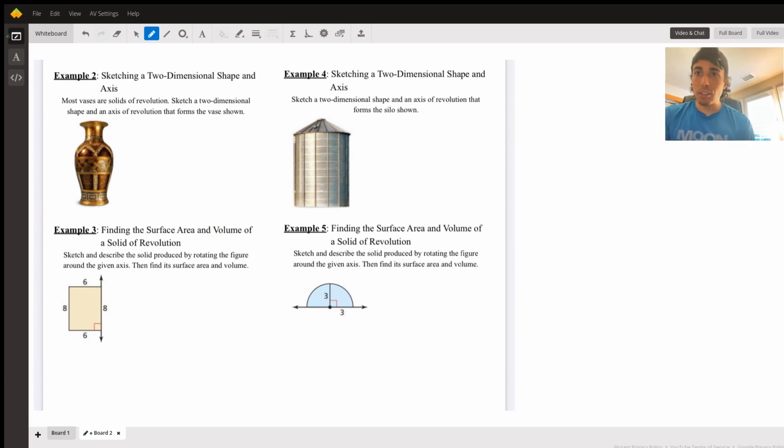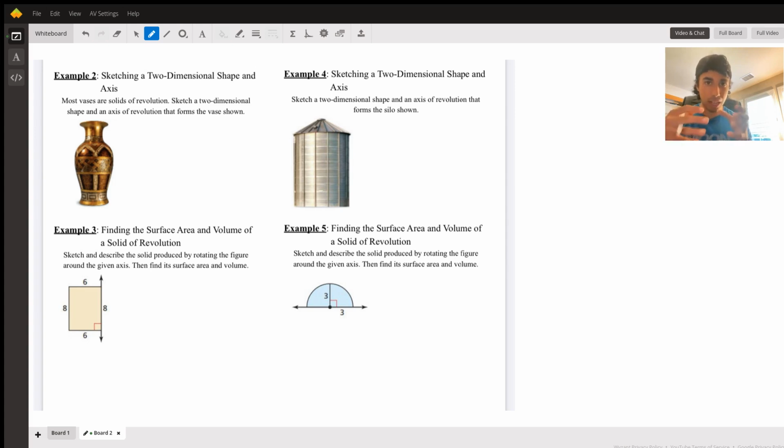All right, sketching a two-dimensional shape and axis. Here's what's going on. It says most vases are solids of revolution. Really, the idea is if they're symmetric, like they're smooth and it's the same all the way around, it's probably going to be a solid of revolution. So when it says sketch the two-dimensional shape, it's like we're going backwards.